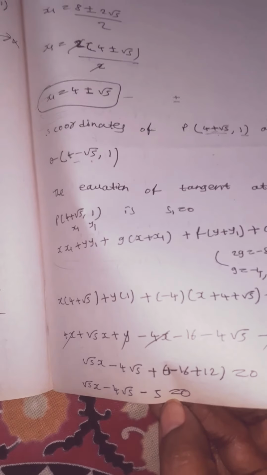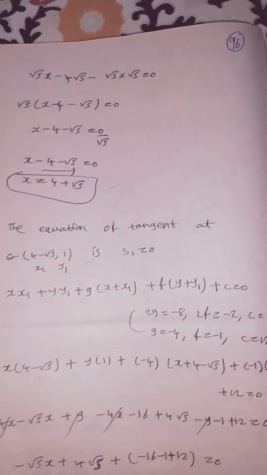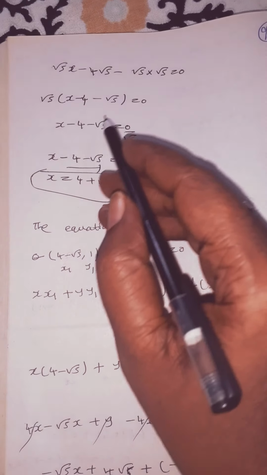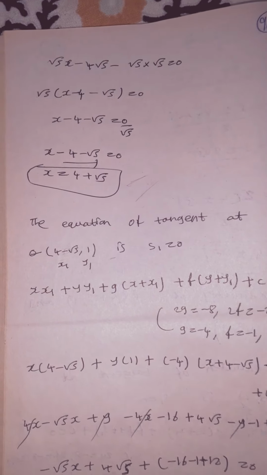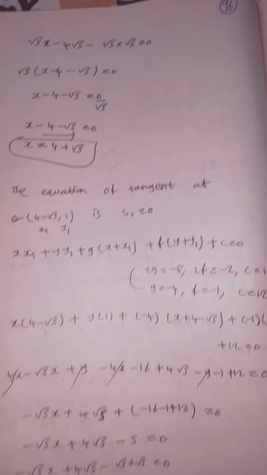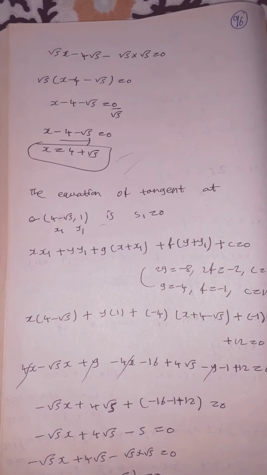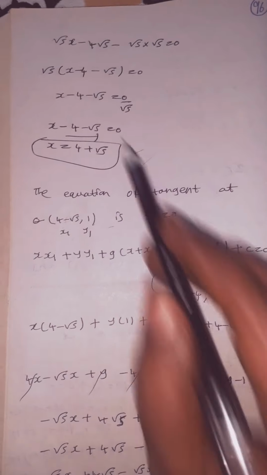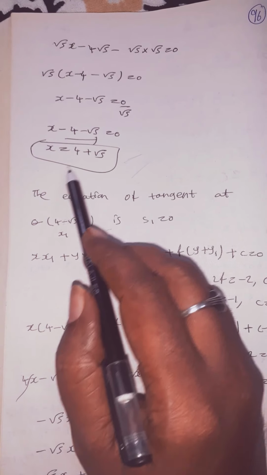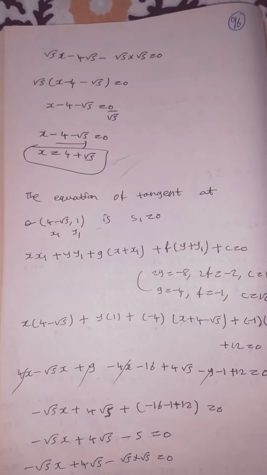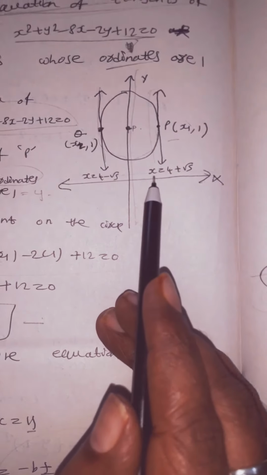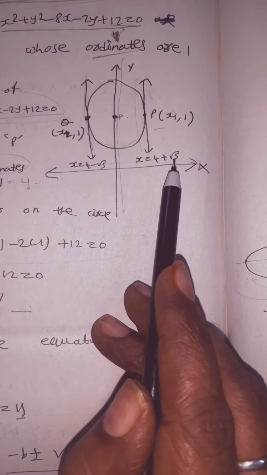So this 5 can be written as root 5 into root 5, children. So I have written like that only, root 5 take common, x minus 4 minus root 5 equal to 0. Send root 5 to that side, multiplication will become division, 0 by root 5 is 0. So you send all the negative values to that side, children, it becomes x is equal to 4 plus root 5. x is equal to 4 plus root 5. That's why I wrote here x is equal to 4 plus root 5.